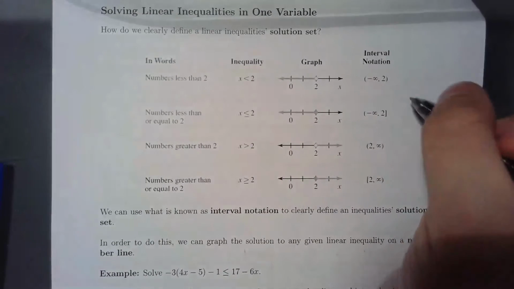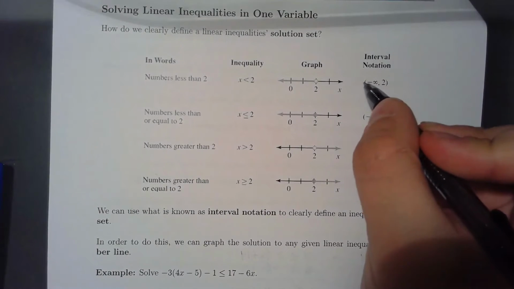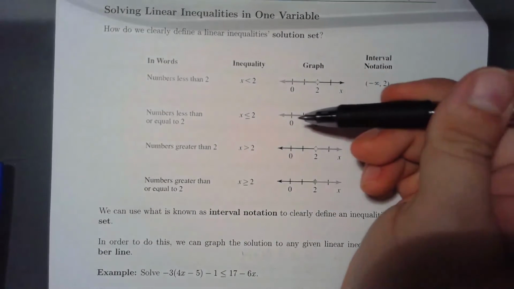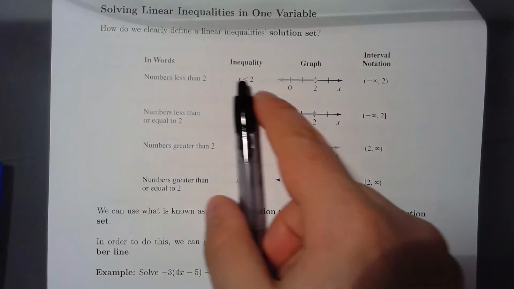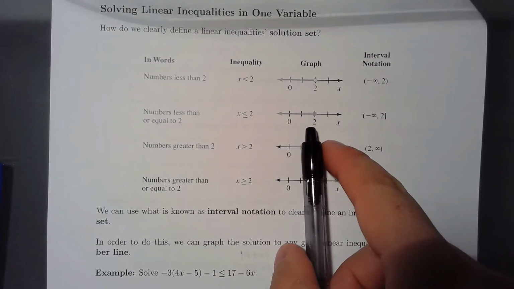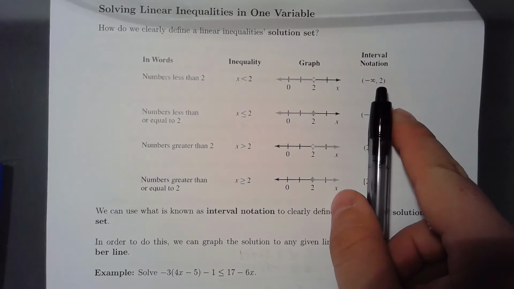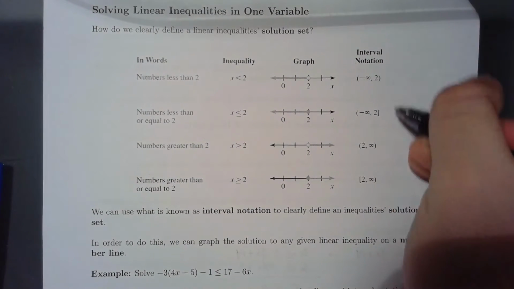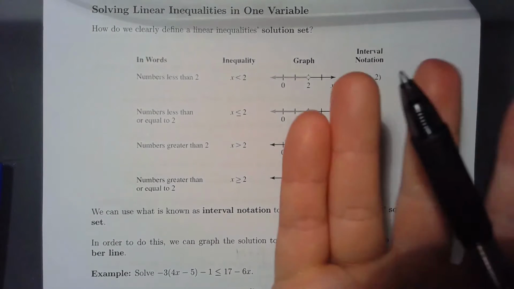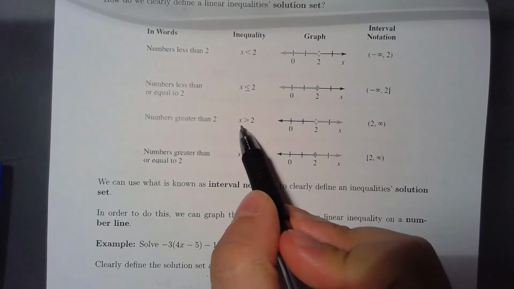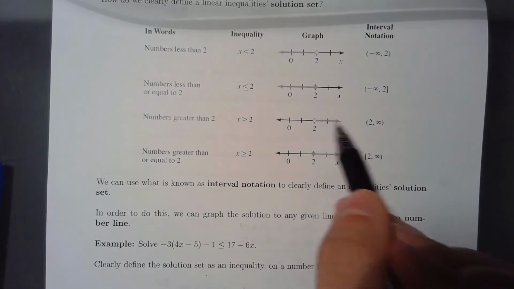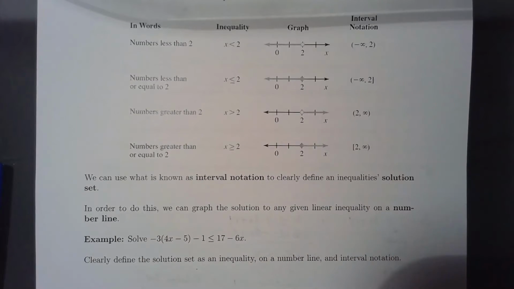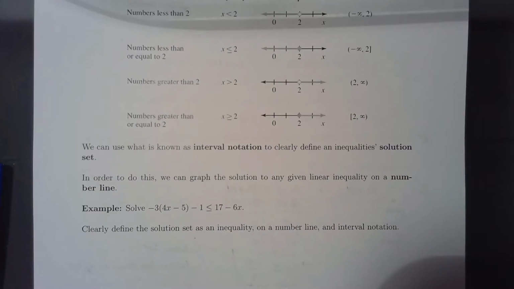So the interval notation is going to be from negative infinity, because this keeps going to the left forever and ever and ever in both cases. And it ends at 2 in both cases, but here we don't include the 2. Here we include the 2. So this is open here, it's closed here. That's the only difference. And it's the same thing for greater than or greater than or equal to, except we just go in the opposite direction. So this is interval notation, and it's pretty self-explanatory in the way we do it.